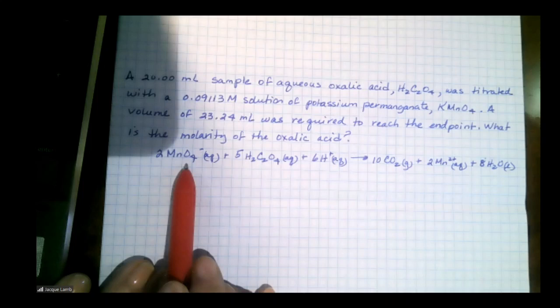So in this case, we have to take into consideration the stoichiometry of this equation. The first thing that I want to do is, I have a molarity and a volume of the KMnO4, and you have to tease this out of the sentence. You're given the molarity of potassium permanganate. A volume of 23.24 milliliters was required, that is of this. So these are the 2 numbers.